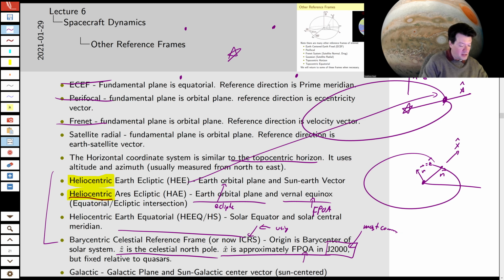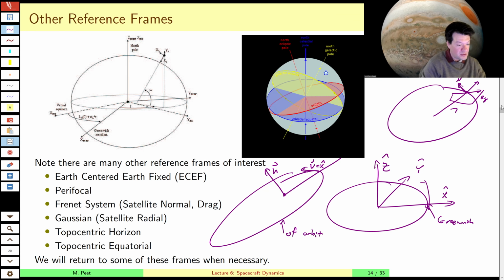We can go to outside the solar system, so there's the galactic coordinate systems. So for example, the galactic equator, that's sort of the disk of the Milky Way. So here's the Milky Way, here's the center of the galaxy. So the center of the galactic coordinate system is that black hole at the center of the galaxy.